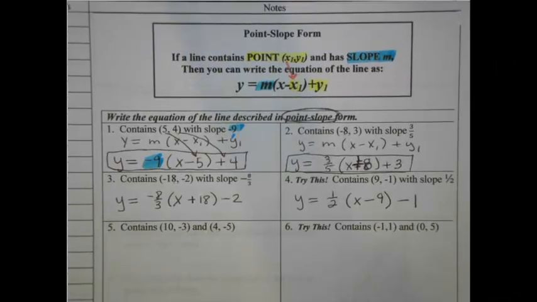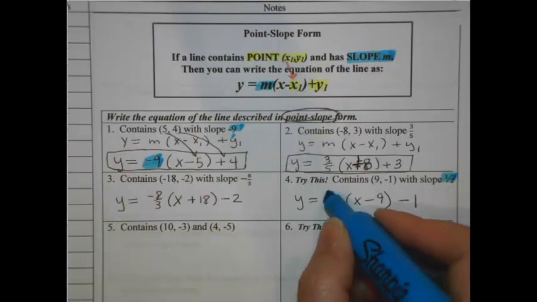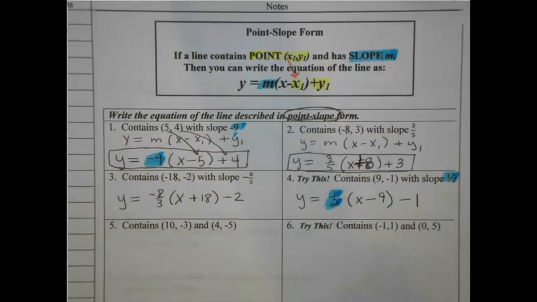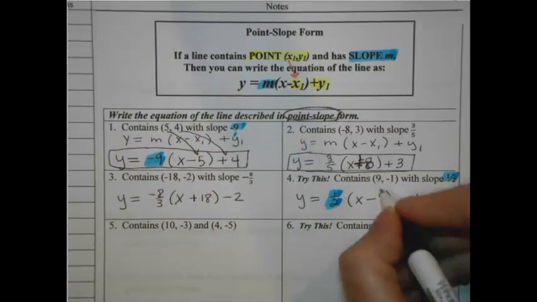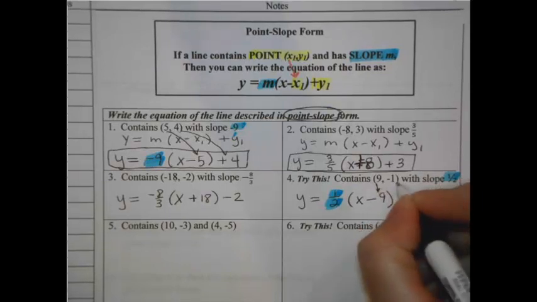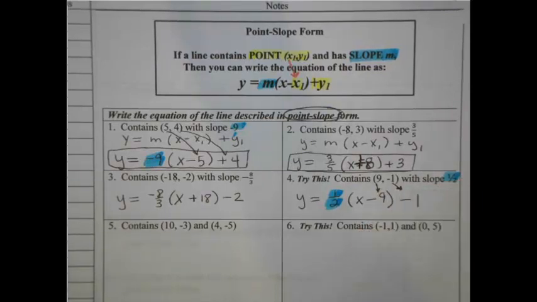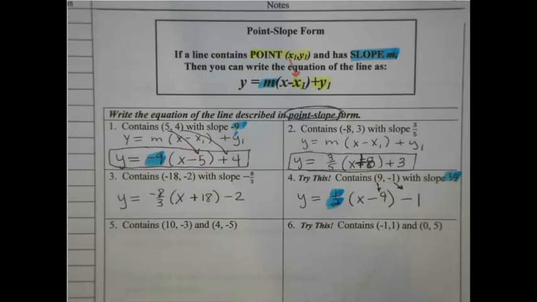Okay, look it over. How does it look? Do you have the same thing I've got? Is your slope of 1/2 sitting right here in front of the parentheses? And is your 9 inside the parentheses being subtracted from the x, and your -1 out here on the outside? How'd you do? Hopefully that went well. Now they get a little more challenging.